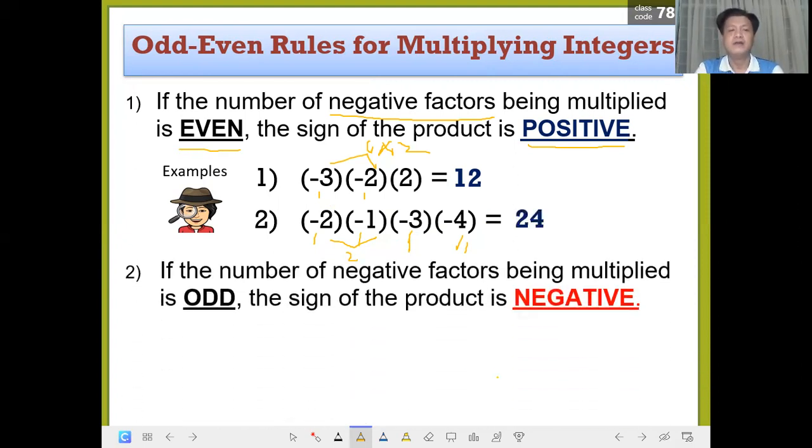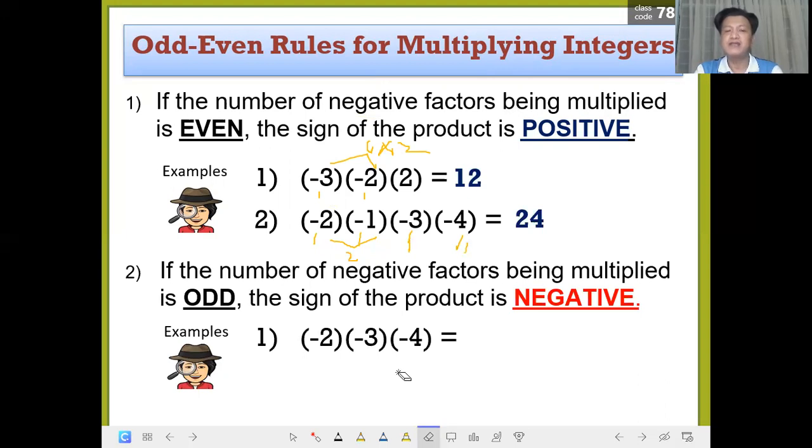Okay, next. This is the rule naman kapag odd number. But take note, ano nga bang ibig sabihin ng odd factors? Pag odd naman, ito yung not divisible by 2. Ano-ano ba yon? We have 1, 3, 5, 7, 9, and so on and so forth. Ibig sabihin, hindi siya pwedeng i-divide by 2. Okay, so if the number of negative factors being multiplied is odd, the sign of their product is negative.